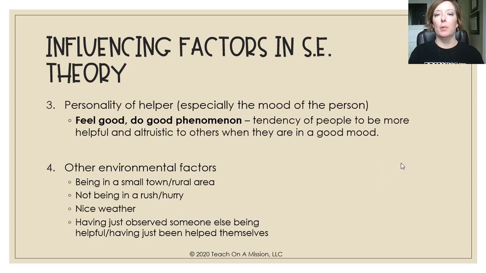Personality of the helper plays into this social exchange theory as well. In particular, the mood of the person. There is a concept known as the feel good, do good phenomenon. This is the tendency of the person to be more helpful and altruistic to others when they're in a good mood. We talked about this very briefly in Unit 7. Other environmental factors include being in a small town or rural area. You're more likely to offer help when you're in a small town or a rural community. Not being in a rush or a hurry.